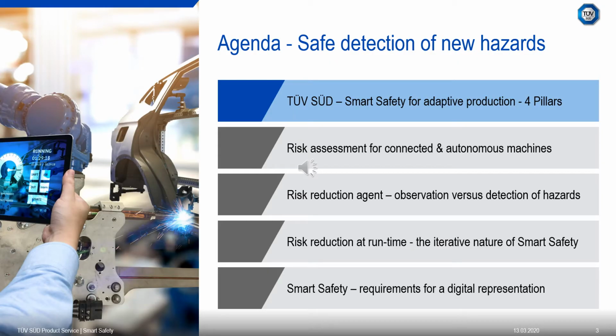My agenda follows this line. I'd like to first introduce the fourth pillar for smart safety. Then I'd like to discuss risk assessment: what does it mean for autonomous and connected machines? I'll give a brief description of a risk reduction agent, how the concept has to look, and discuss the iterative nature if we apply risk reduction at runtime. I'd like to end with the requirements for the digital representation so that we can automate risk assessment.